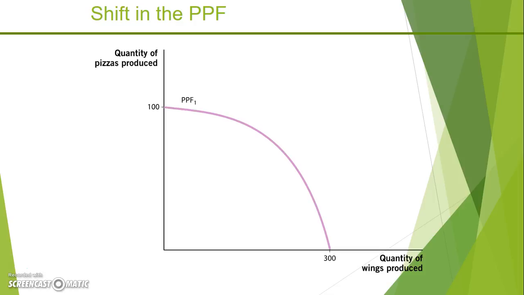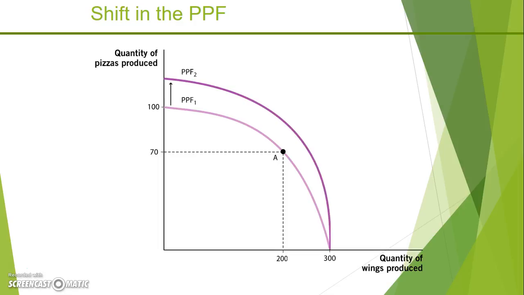And so, imagine in our society, if we're putting all of our resources toward making pizzas, now, rather than making 100, we could make more than 100 because we have better technology. But if, on the other end, we're making only wings, nothing will change because the new pizza ovens won't affect how well we can make wings. So we get a new PPF that looks like this. It's stretched upward along the pizza axis, but it crosses the wings axis in exactly the same place because new technology that helps us make pizzas will help make more pizza, but not necessarily more wings.